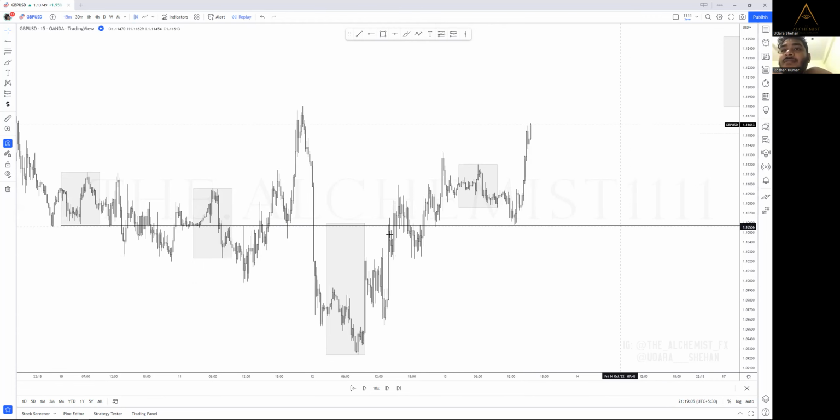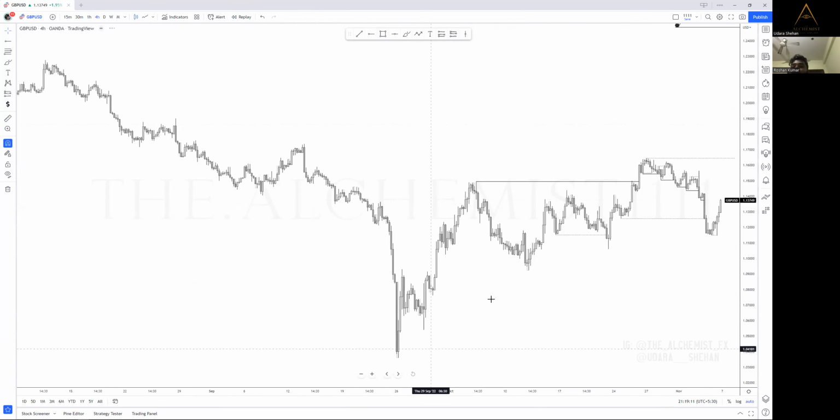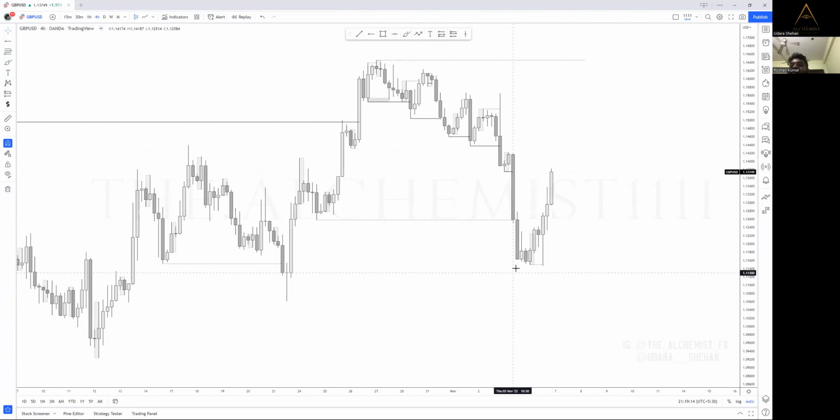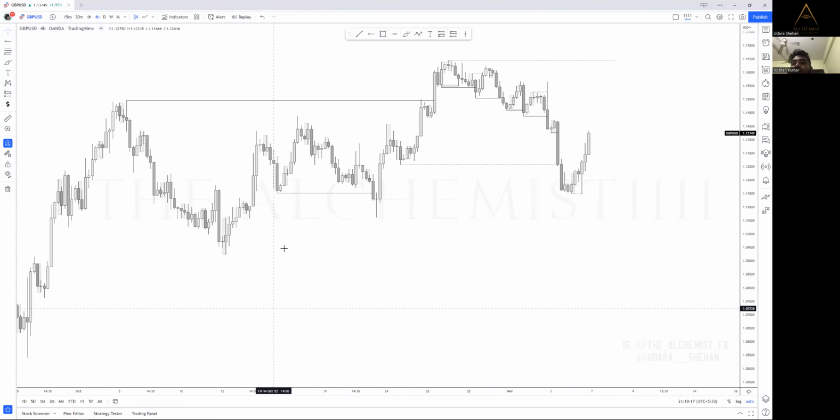Out of nowhere. So that's why I told you it's a price level that we're dealing with. We are dealing with price levels, not candles, not wicks. Okay, so I'll show you some more. We were going through this.